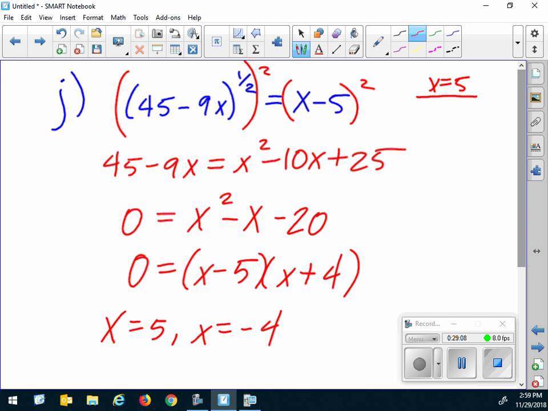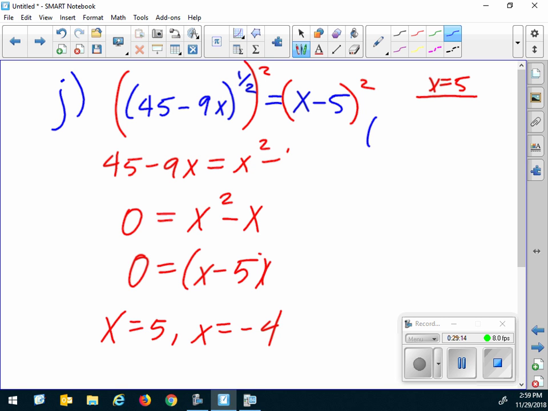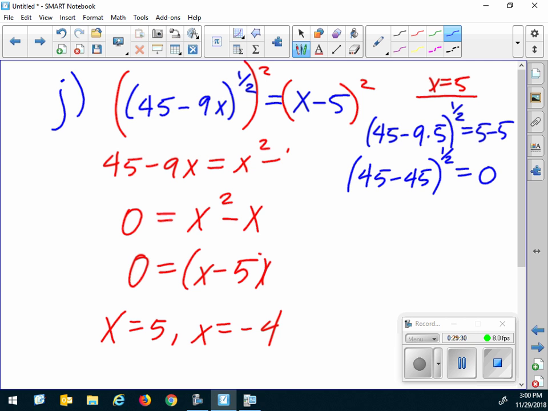Okay, I'm going to erase this because I don't have enough room. Here we go. 45 minus 9 times 5 to the 1/2 equals 5 minus 5. Oh, because this is 45 minus 45. Check, right? Check. So x equals 5 works.